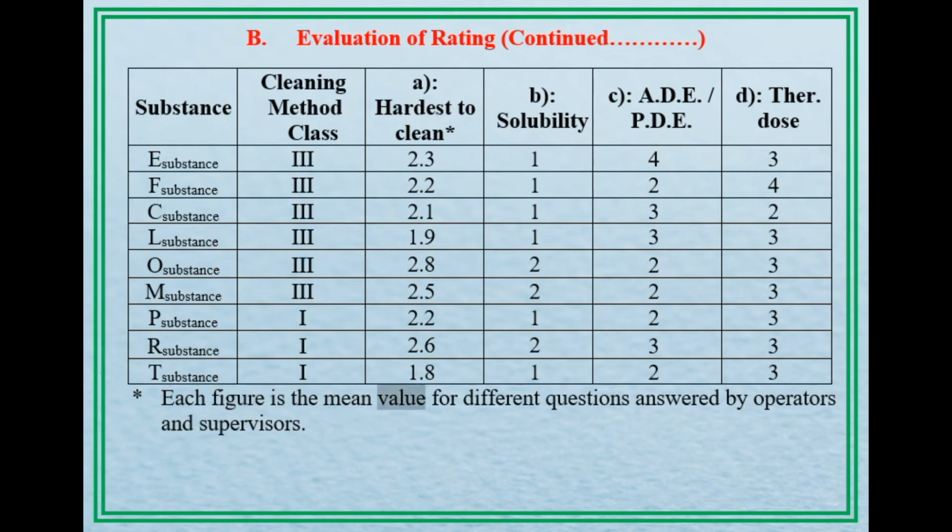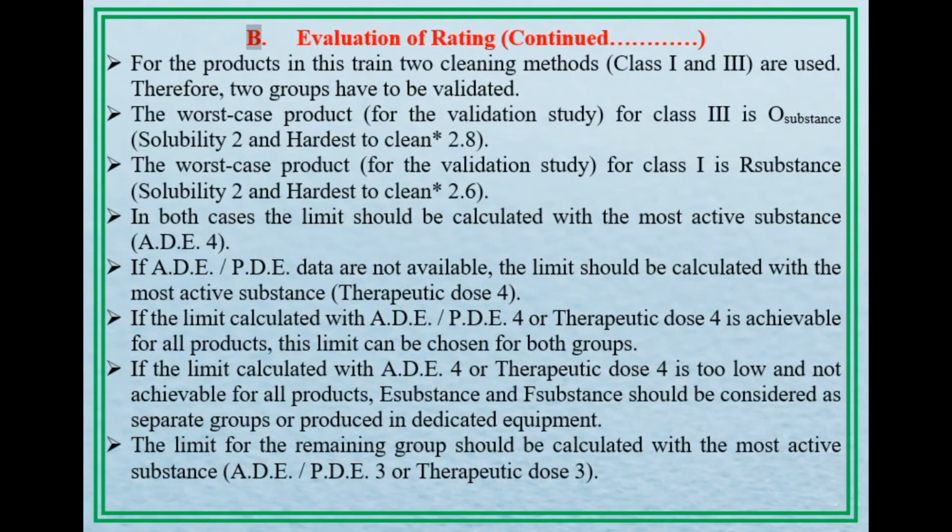Each figure is the mean value for different questions answered by operators and supervisors. B. Evaluation of rating, continued. For the products in this train, 2 cleaning methods, class I and III, are used. Therefore, 2 groups have to be validated. The worst case product, for the validation study, for class 3 is the substance with solubility 2 and hardest to clean 2.8. The worst case product, for the validation study, for class I is the substance with solubility 2 and hardest to clean 2.6.